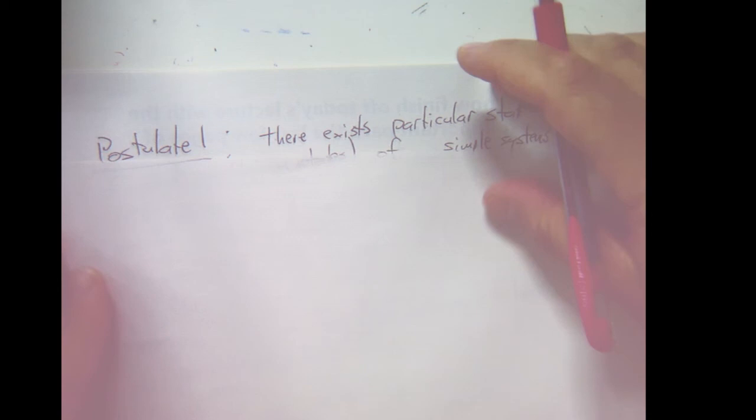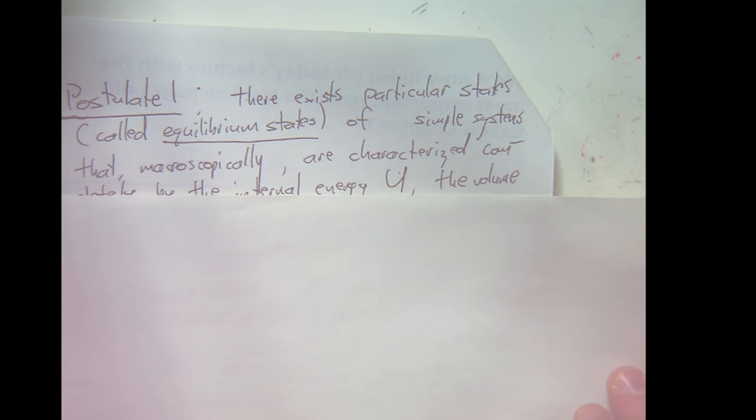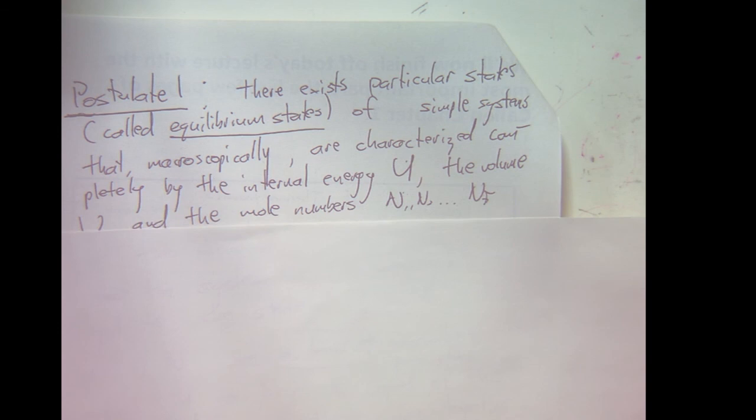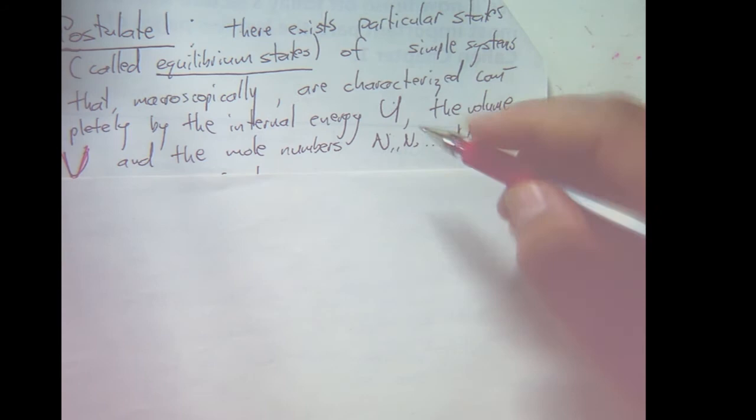Right, so postulate one: there exist particular states called equilibrium states of simple systems that macroscopically are characterized completely by the internal energy U, the volume V, and the mole numbers N1 up until NR of the substance.